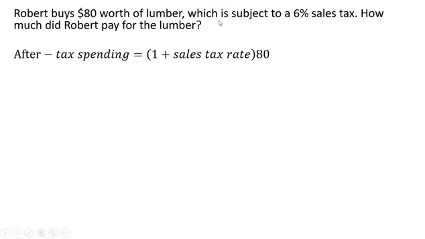Robert buys $80 worth of lumber, which is subject to a 6% sales tax. How much should Robert pay for the lumber? So his after-tax spending will equal 1 plus the sales tax rate times the $80.